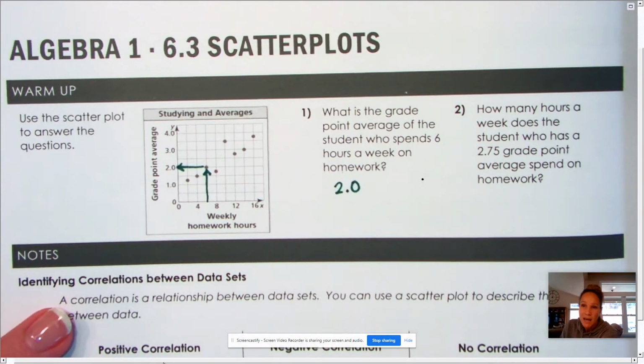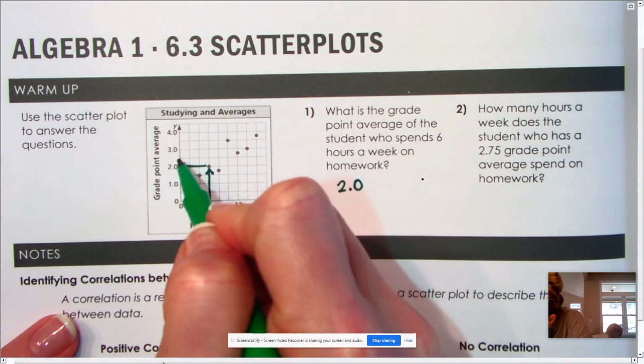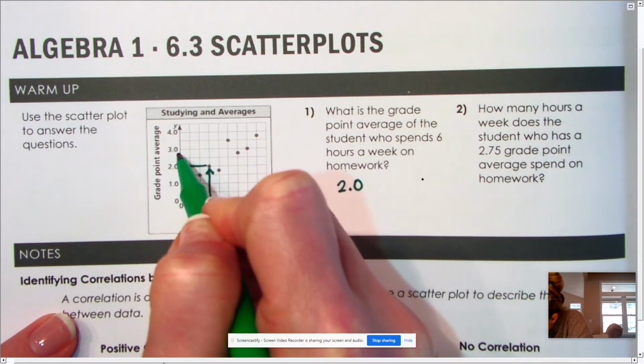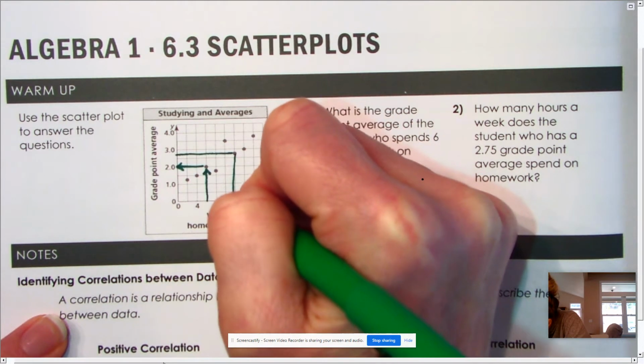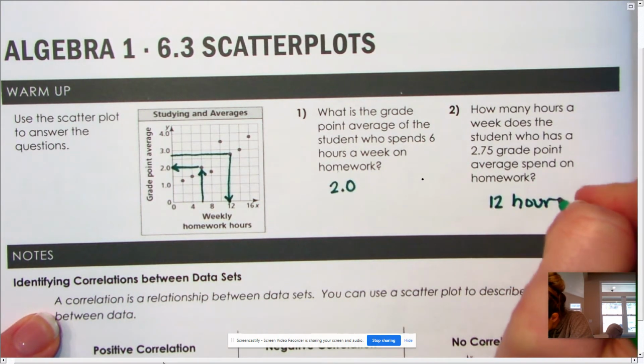Question number 2, how many hours a week does the student who has a 2.75 grade point average spend on homework? So if I look at 2.75, well, this would be 2 and 3. This would be 2.5, so 2.75 would be right in between those. How long do they spend on homework each week? Well, it looks like 12 hours.